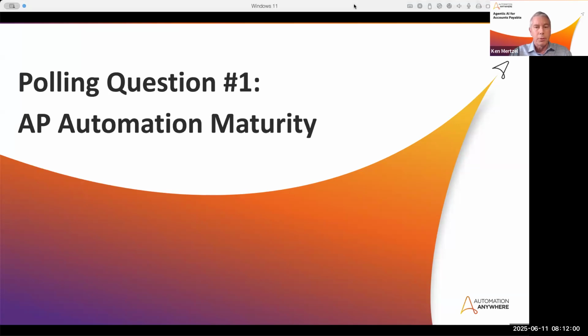And so with that, what I'm going to do is hand it off to Luis, who will talk a little bit about how the platform can help automate accounts payable, and then we'll actually show you a demo of the accounts payable solution. Luis, off to you.